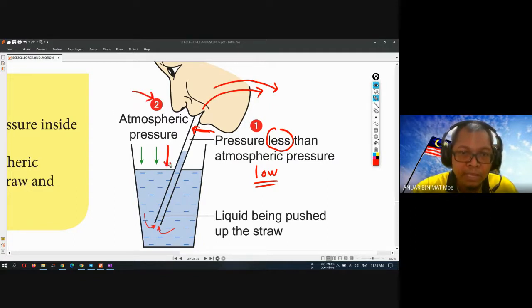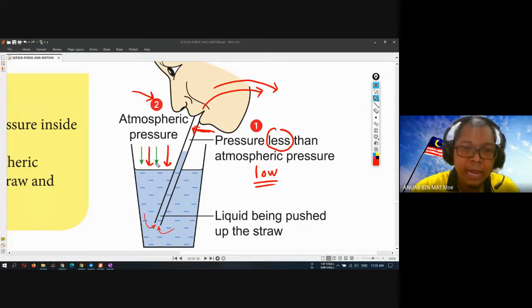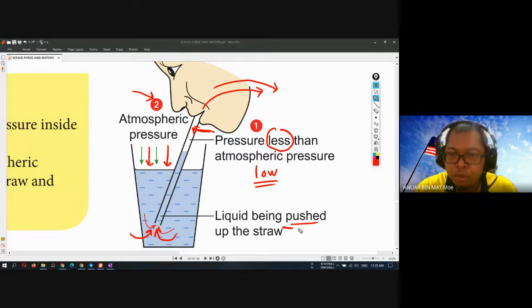Air pressure outside is higher or lower? Higher. Air pressure outside is higher. The air pressure inside the straw is lower. So what happened to the water? What happened to the liquid? The liquid will be pushed up the straw.